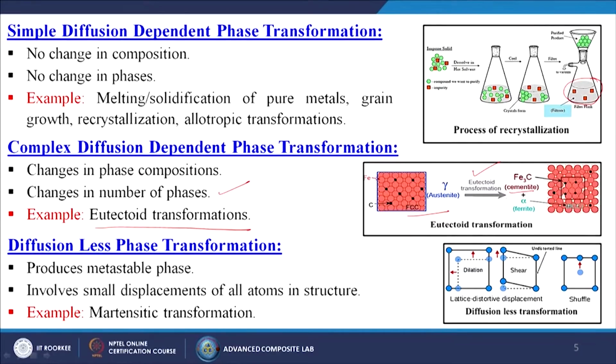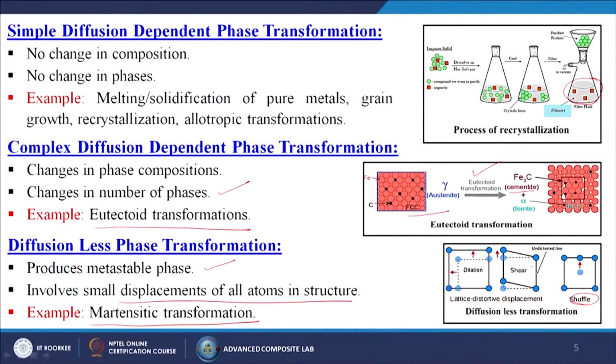Then we discuss the diffusion-less phase transformations, which produce a metastable phase and involve small displacement of all atoms in the structure. Example: martensitic transformations. In this image you can see that the atoms shift or change their places, and due to that some shearing and distortion is taking place at this particular point, and some are undistorted atoms. In this way the diffusion-less phase transformation takes place.